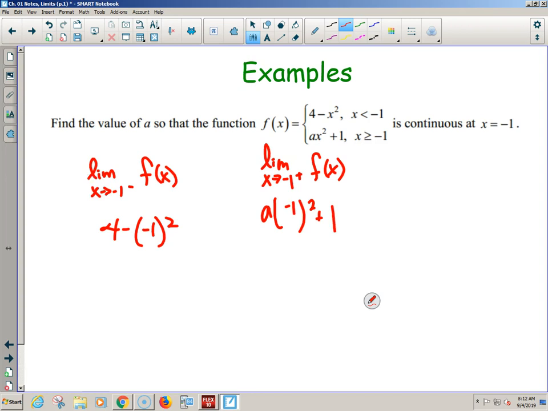So technically for a function to be continuous, I need the below to equal the above to equal the function at. But guys, this at is totally fine, because where is this at? At, where's the point, where's the value? Which piece?